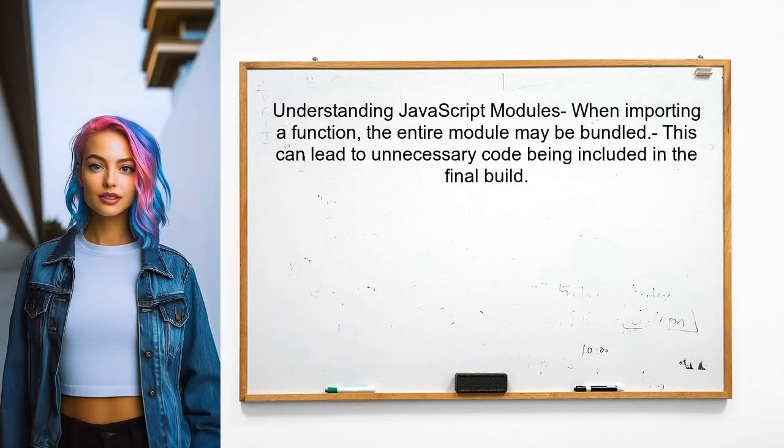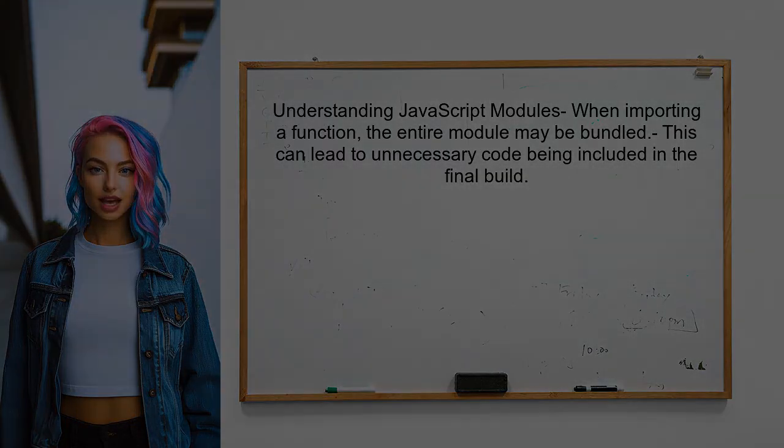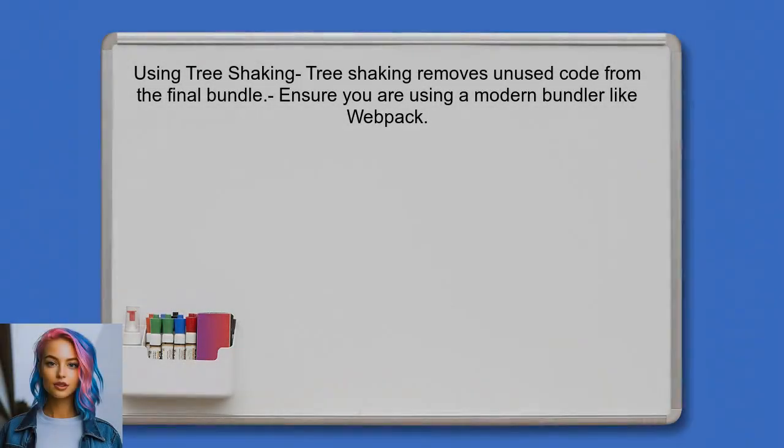lean and efficient. To address the user's concern about importing only the required function, we need to understand how JavaScript modules work. When the user imports a function, the entire module is bundled, which can lead to unnecessary code being included. One solution to this issue is to use a tool called tree shaking. Tree shaking is a feature of modern JavaScript bundlers like Webpack. It removes unused code from the final bundle, ensuring that only the functions actually used in the application are included.